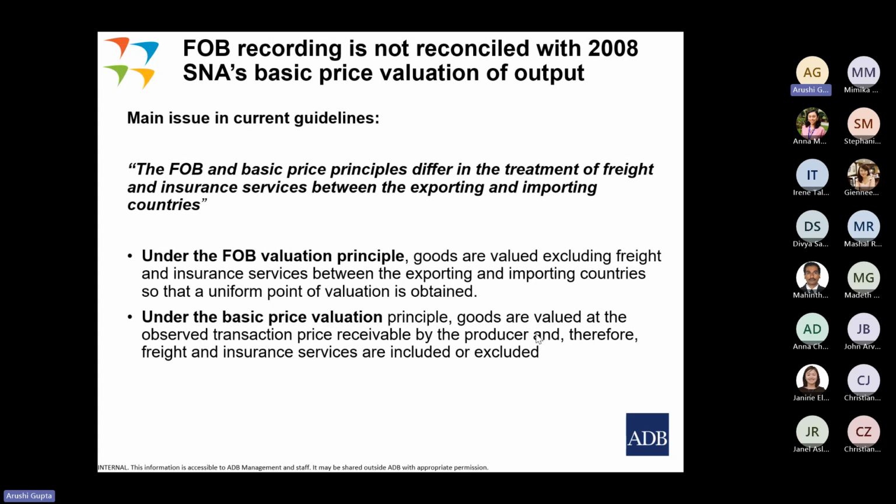That is, the FOB principle and basic principles differ in their treatment of freight and insurance services, or the transport services between the exporting and importing countries. This is because under FOB, goods are valued without considering the cost of transport services between the exporting and importing countries. The goal is to establish a uniform point of valuation that focuses solely on the cost of goods themselves. FOB is a common practice in international trade, which simplifies the transactions by isolating the product's value. Under the basic price valuation principle, goods are valued at the transaction price receivable by the producer. So unlike FOB, we consider both the cost of goods and any associated transport services. This valuation method is crucial for accurately reflecting the producer's income and the total value of goods in domestic transactions.